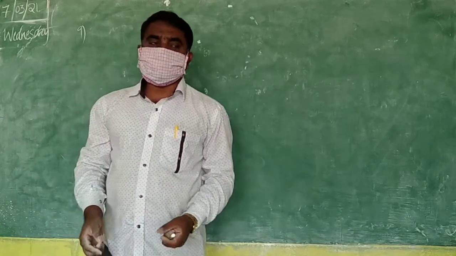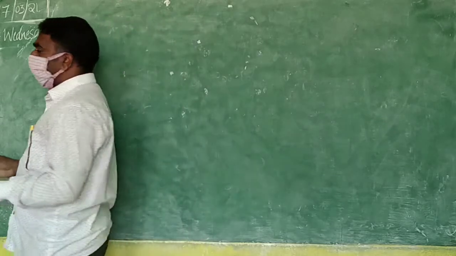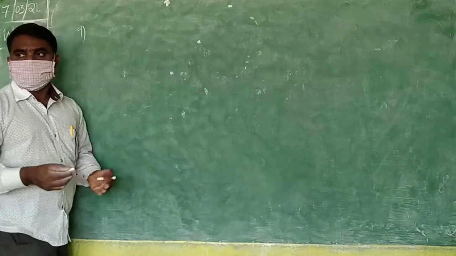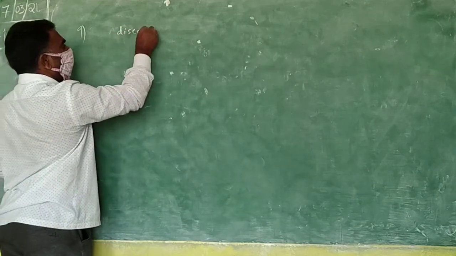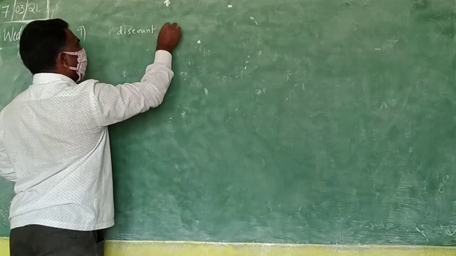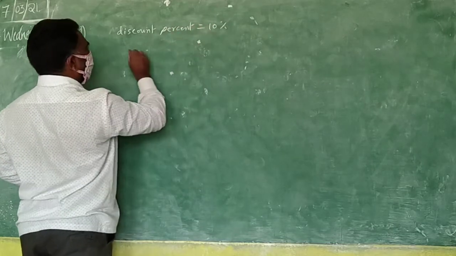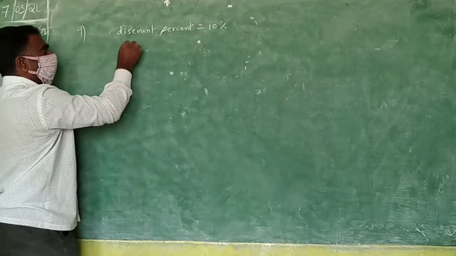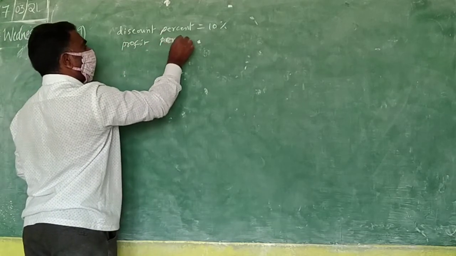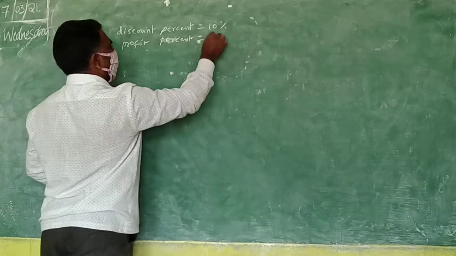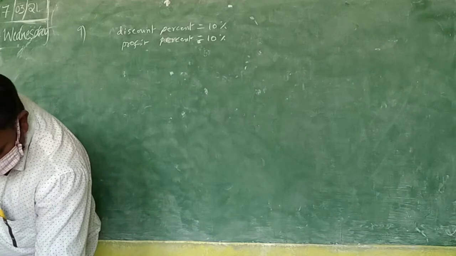So what is given here? He allowed a 10% discount. So what do you know? You write it one by one, step by step; easily you can understand. What do you know here? Discount percent, 10%. One more percent you know: profit percent. You know these two things.